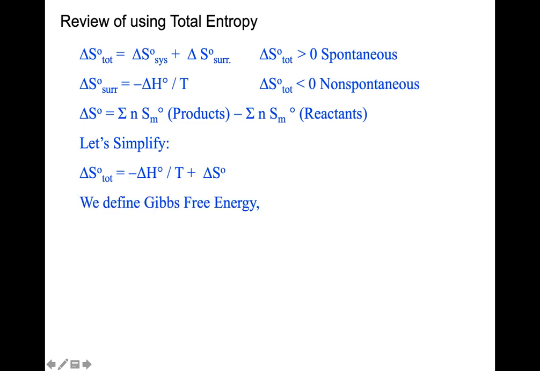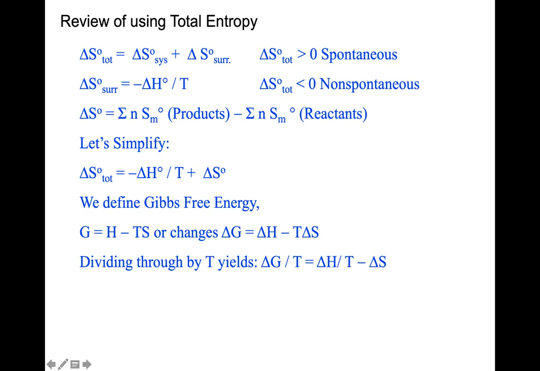But to simplify things even further, we're going to define a new thermodynamic variable called Gibbs free energy. We use the symbol G for that. Gibbs free energy is just the enthalpy minus the temperature times the entropy. Generally, we only talk about changes in Gibbs free energy because we can't actually measure Gibbs free energy; we can only measure changes. So delta G is equal to delta H minus T delta S. We're going to use that again and again.